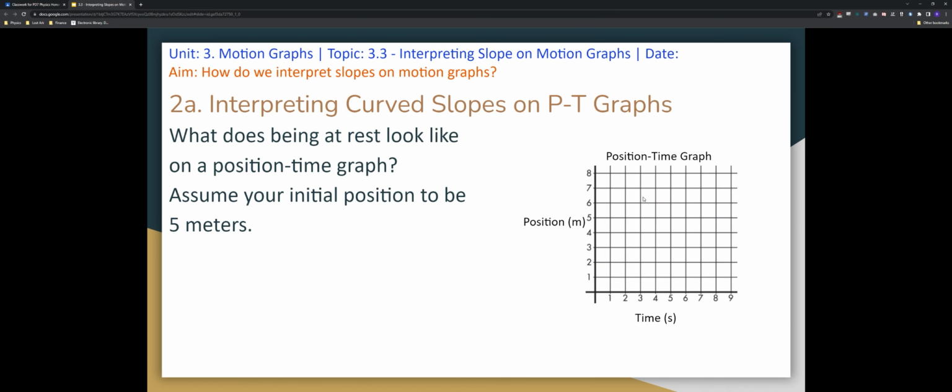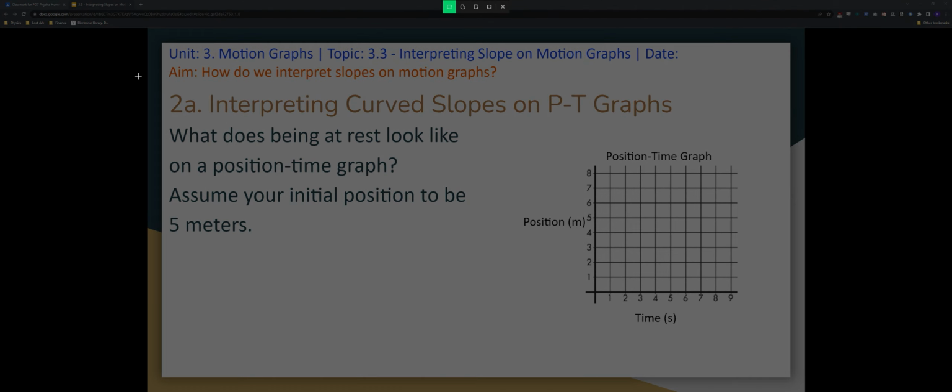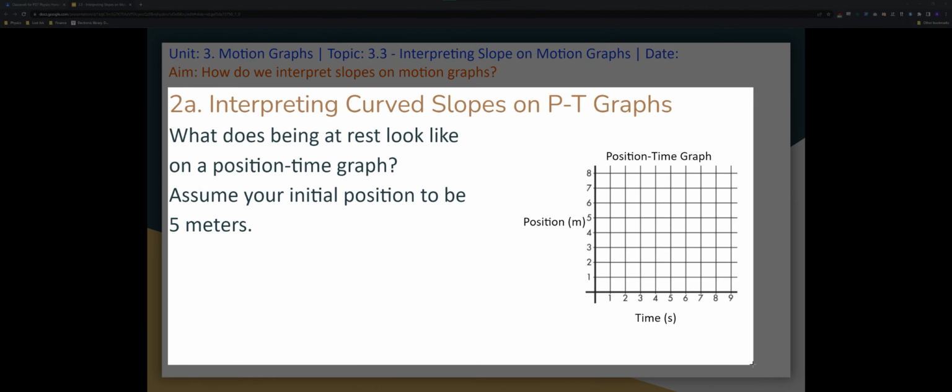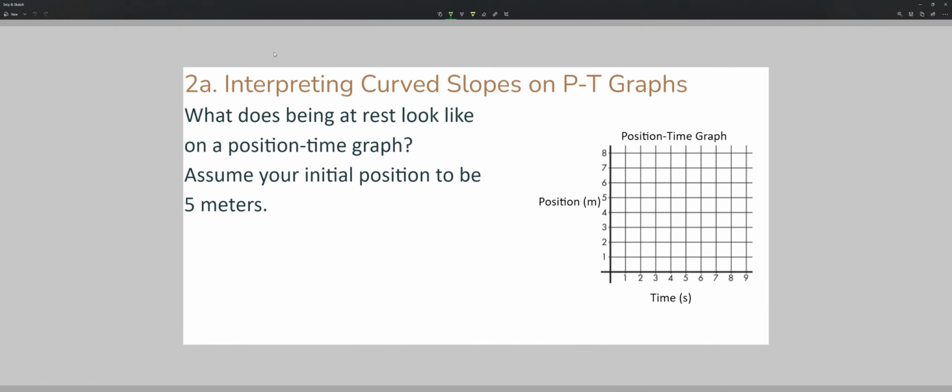Let's go into box 2, slide 2. What does being at rest look like on a position time graph? So let's take a look at this. If you're assuming your initial position to be 5 meters, and you're at rest, not moving, well, at 1 second I'm still at a position of 5 meters. At 2 seconds, I'm still at a position of 5 meters. At 3 seconds, I'm still there, and so on and so forth. And you get this line essentially when you're at rest.